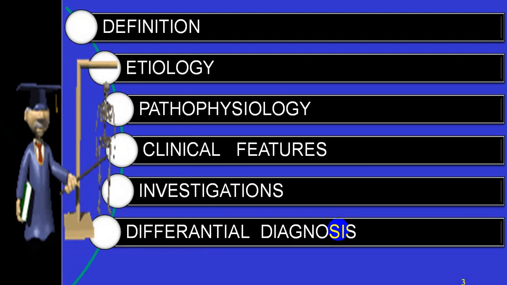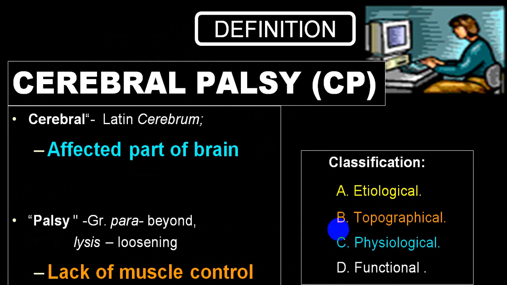So we'll be discussing under these common headings. Definition. It is a Latin word. Cerebrum means cerebral hemisphere, that is the affected part of the brain, and palsy means paralysis. So lack of muscle control due to developmental defect in the cerebral hemisphere is labeled as cerebral palsy.